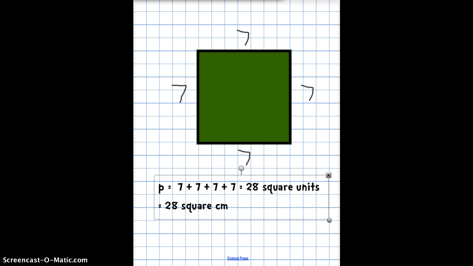However, perimeter is in linear units, which I obviously have incorrect here, I just noticed that. It is in linear units, and therefore it would be just units or centimeters in this case. So in this one, it would be 28 units or 28 centimeters, since these are centimeter spaces.